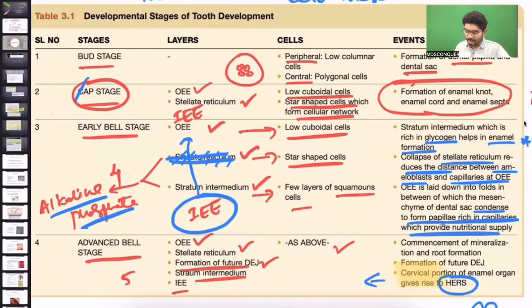What are the two layers in HERS? The two layers in HERS are outer enamel epithelium, and the second one is inner enamel epithelium. HERS is going to have two layers. One is outer enamel epithelium, and the second one is inner enamel epithelium. Okay, clear, guys?